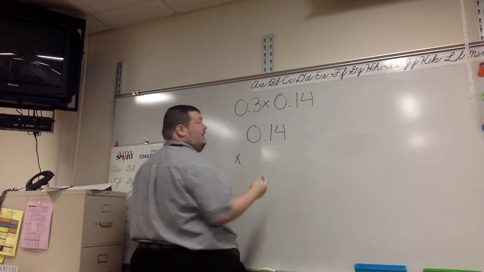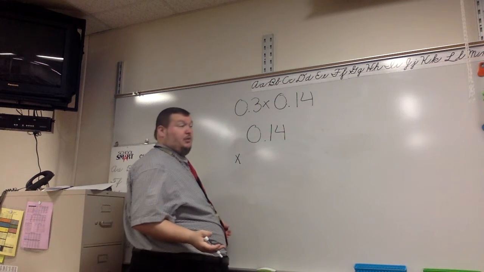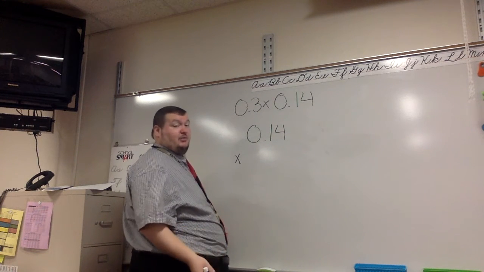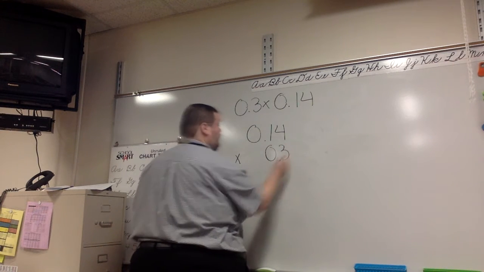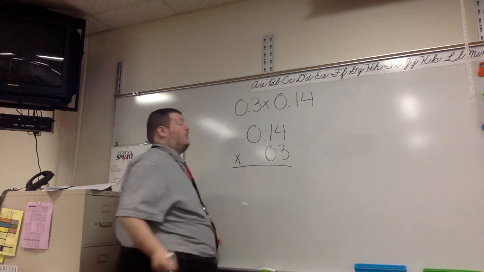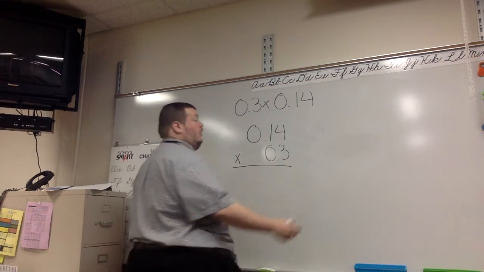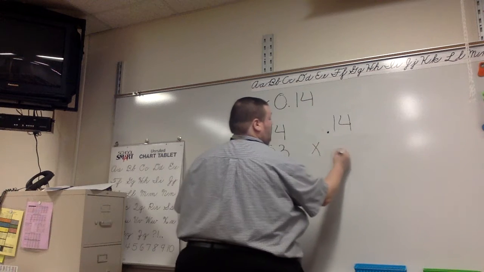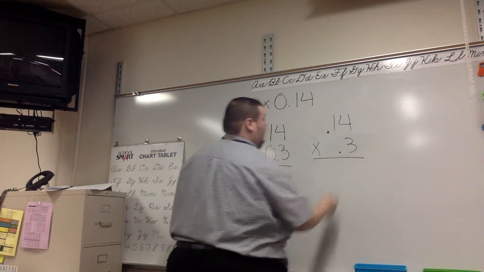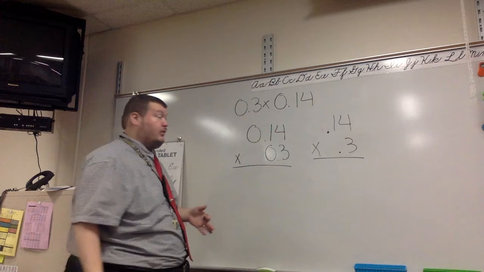times 0.3. Now the thing with decimals and multiplying, you don't have to have the decimals lined up. In addition and subtraction you do, with multiplication you don't. So I could write it this way, or I could simply write it as 0.14 times 0.3. As always, pretend the decimals aren't even there when you solve.